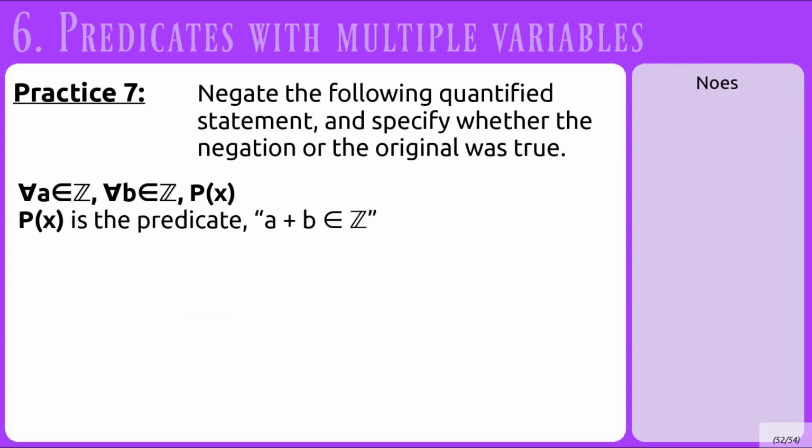Now let's practice. Negate the following quantified statement, and specify whether the negation or the original was true. For all integers a, and for all integers b, p of x, where p of x is the predicate, a plus b is in the set of integers Z.